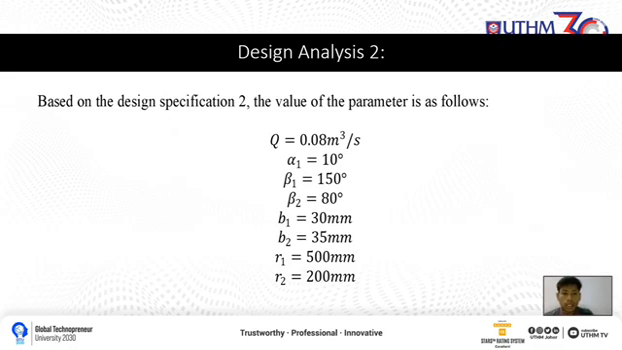I would like to present on the part design analysis 2. Based on the design specification 2, the values of the parameters are as follows. Flow rate Q is equal to 0.08 meter cubic per second. Alpha 1 is 10 degrees, beta 1 is 150 degrees, beta 2 is 80 degrees. B1, which is the width of the blade, is 30 millimeter, and B2 is 35 millimeter. The radius at the inlet is 500 millimeter, and the radius at the outlet is 200 millimeter.